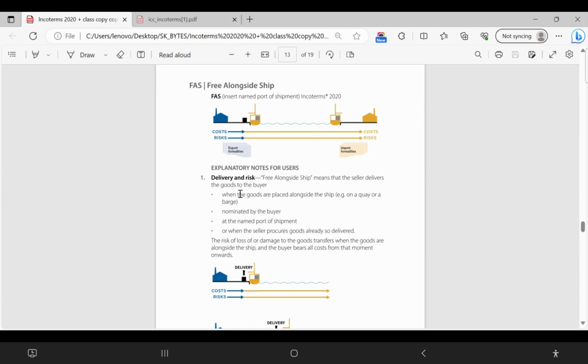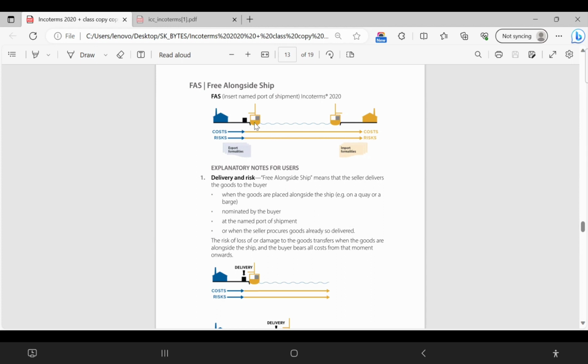Example, quay or barge, nominated by the buyer. F terms, it is freight collect. Freight collect means main freight has to be arranged by the buyer. So that is why, when the goods are placed alongside the ship nominated by the buyer at the named port of shipment, or when the seller procures the goods already so delivered.